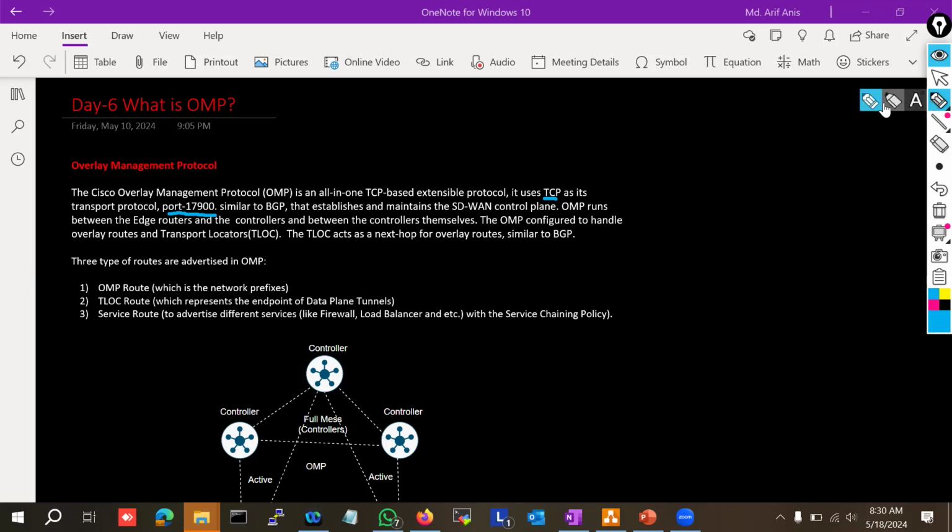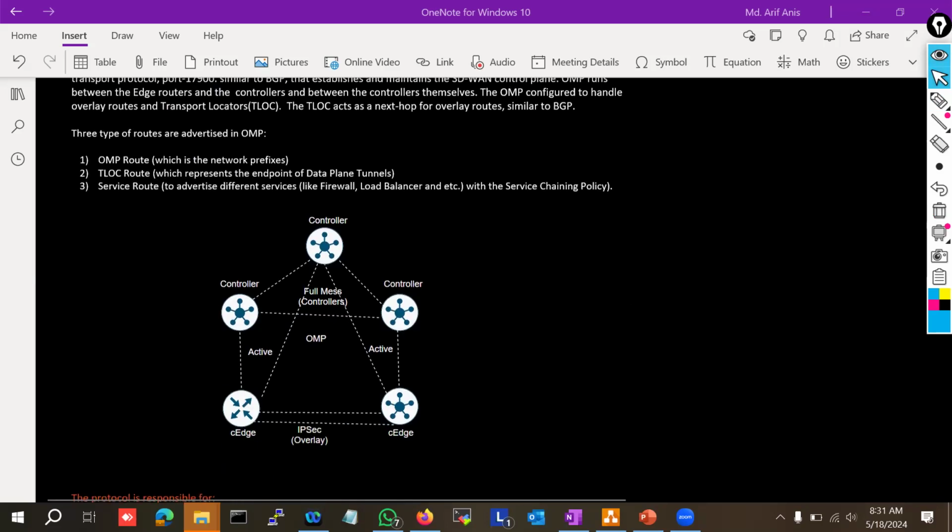This OMP runs between the controllers, the earlier name was vSmart, and between the controllers it forms a full mesh. You can see all controllers have connectivity to each other. It also runs between edge routers and controllers. The edge router does not need to form a full mesh with these controllers. You can see we have 3 controllers here, but we have 2 connections with these controllers, and the connections will be active.